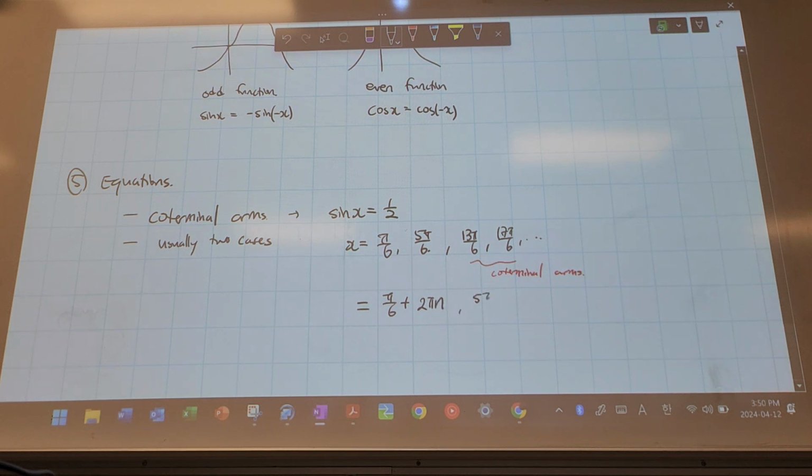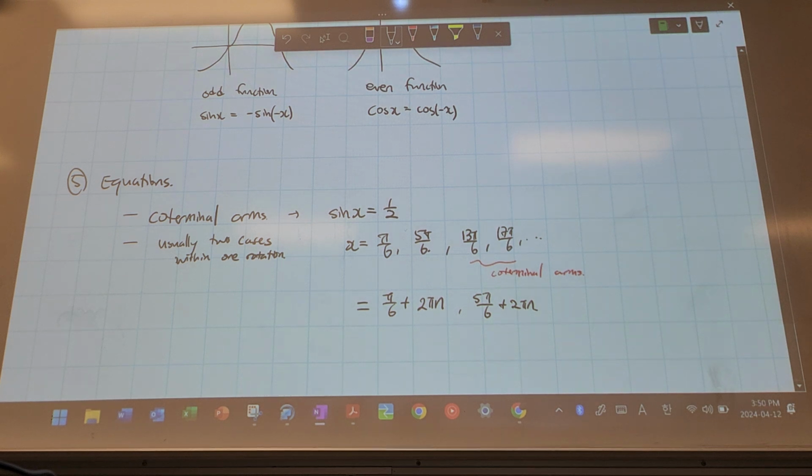Wait, but there's more than 2 cases, so can I say usually multiple cases instead of 2 cases? But usually 2, right? They're repeating within 2 pi. What I mean by usually 2 cases is usually 2 cases within one rotation. If you have the case where you have more answers within one rotation, then yes, but that's why I said usually 2 cases. There could be more, but if you want, you can say usually multiple cases. Anyways, we can do the 2 pi n as well here.